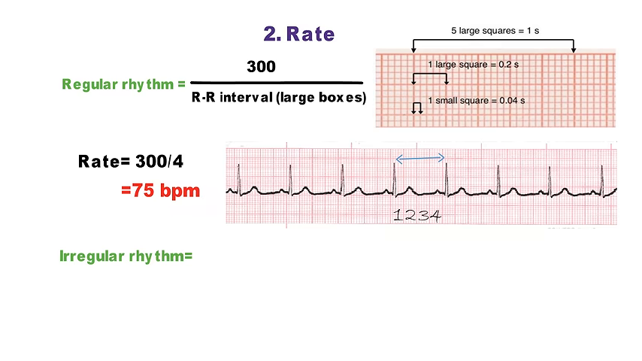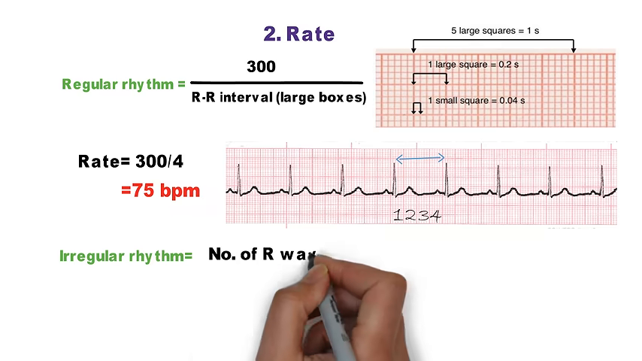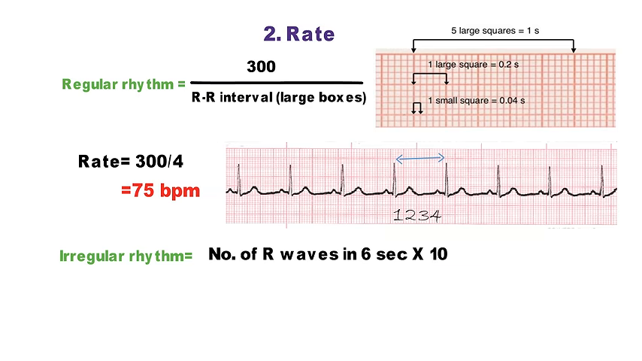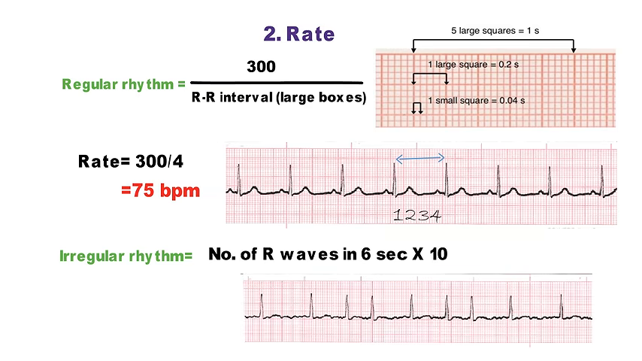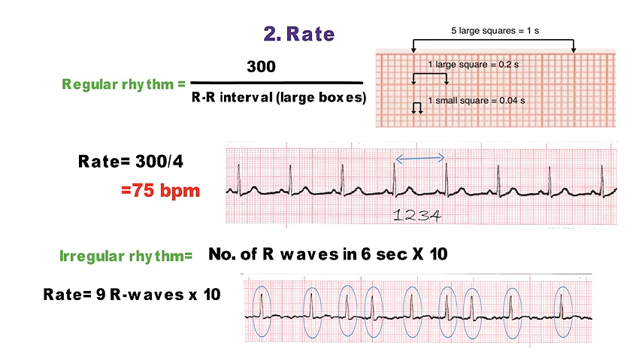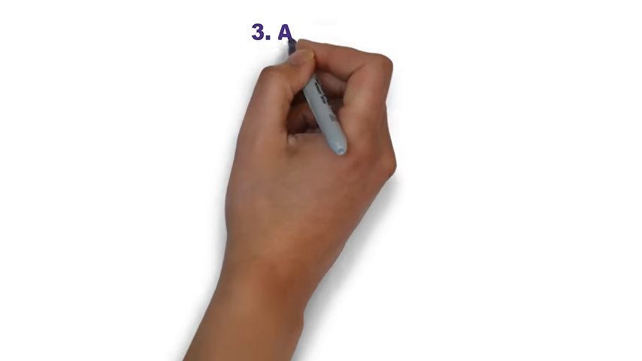But if the rhythm is irregular on ECG, as in atrial fibrillation, rate is calculated by number of R waves in 6 seconds multiplied by 10 so as to get rate per minute. So in this ECG strip, there are 9 R waves or 9 QRS complexes. So the rate comes out to be 90 beats per minute. So the 300 divided by RR interval formula is valid only if the rhythm is regular. That is why we should first see the rhythm and then calculate the rate accordingly.